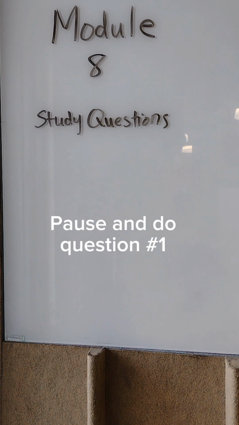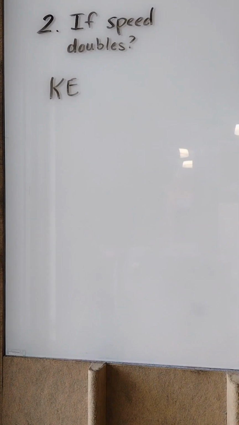So let's get started. You're going to start with number 1, and I want you to do that one on your own. It's just matching the terms to the definitions, so go ahead and do that. Pause the video. Number 2 says, if the speed of an object doubles, what happens to its kinetic energy?